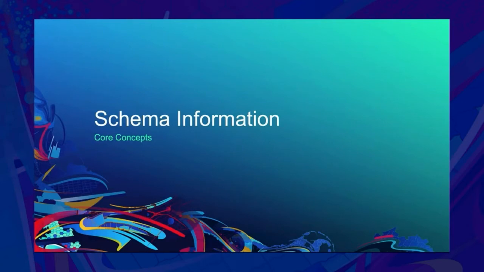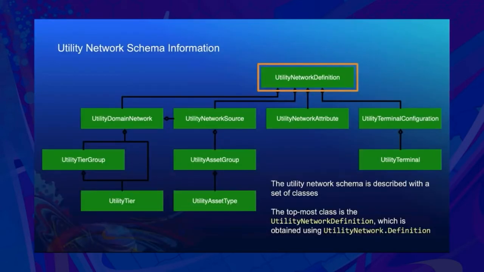Now I want to talk a little bit about schema. One of the good things about the utility network schema is it is very customizable, and in fact every utility network can have its own schema within it. There's no fixed data model. Of course, the downside to that is you need a way of figuring out what the data model actually is. So we have a family of classes that provide this information. The topmost class is called the utility network definition. There's a definition property on the utility network that returns this thing, and this is how you get to basically everything else in this section.